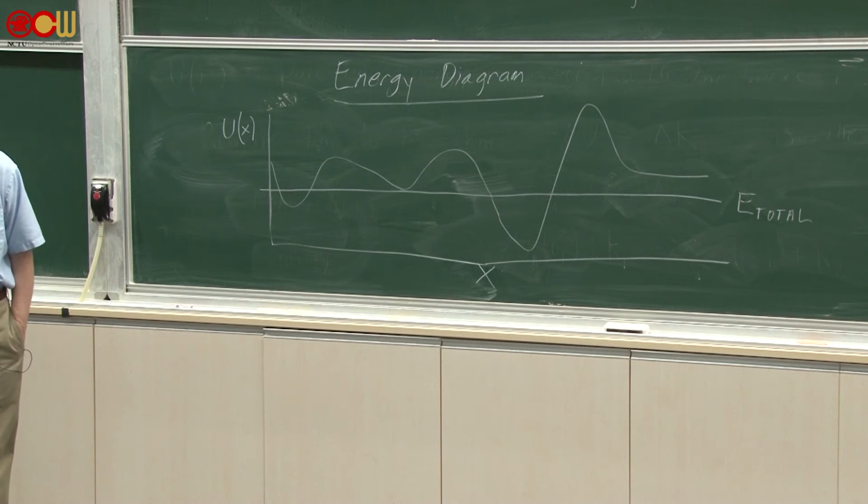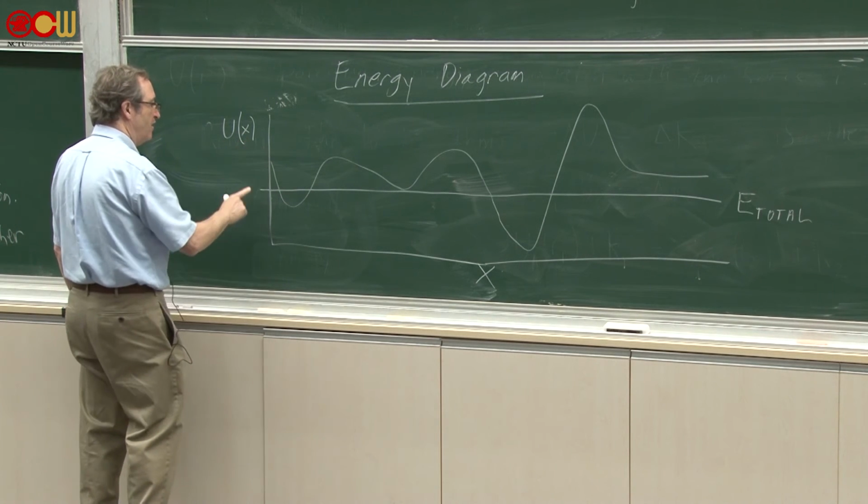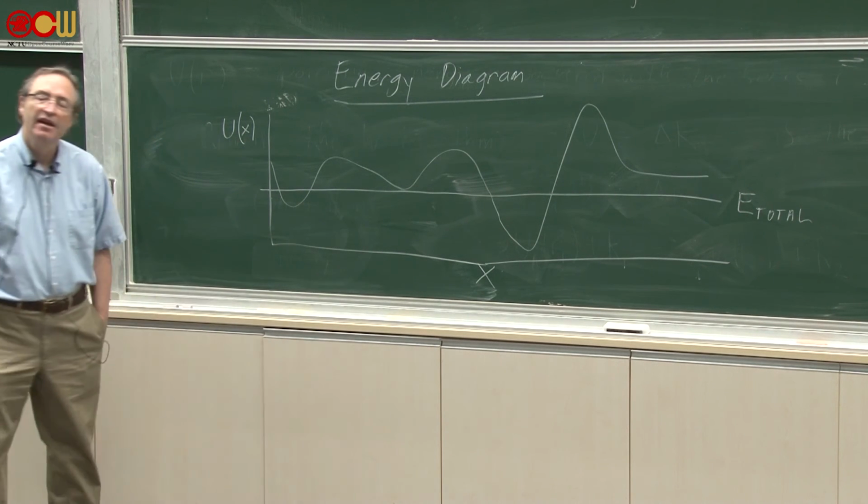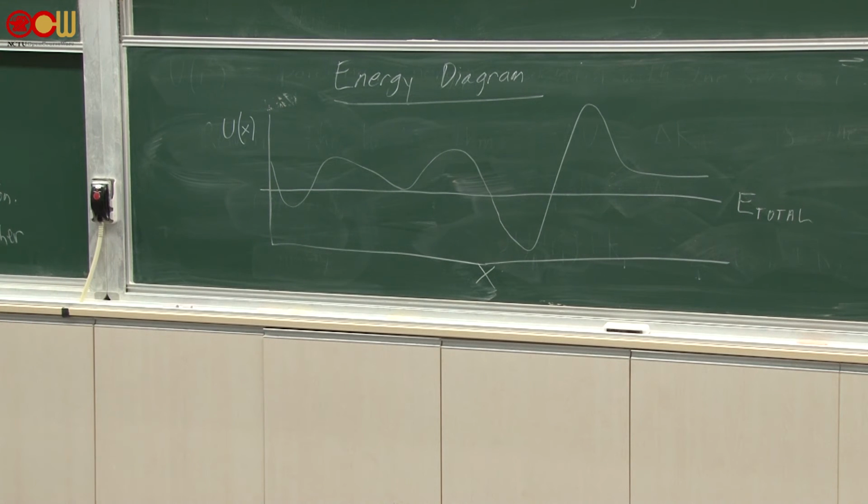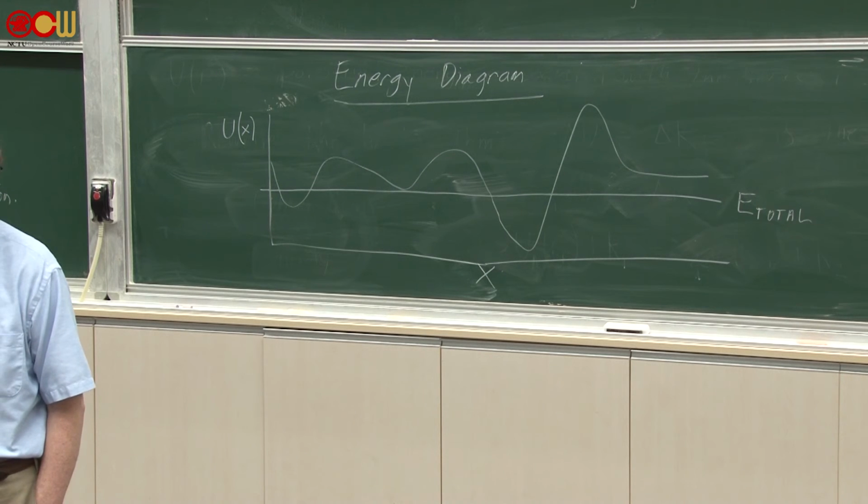If that's the total energy, the question is, where can the particle be? This is the potential energy. This is the total energy. Where can the particle be? The only energy that's not shown on this diagram is what? The kinetic energy. The kinetic energy is positive, right?